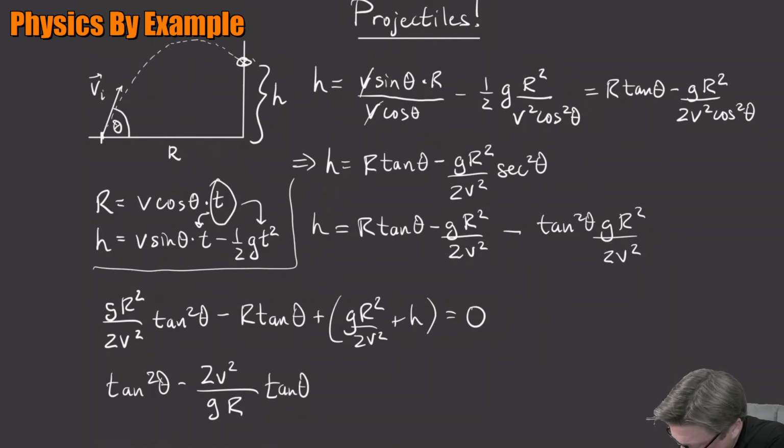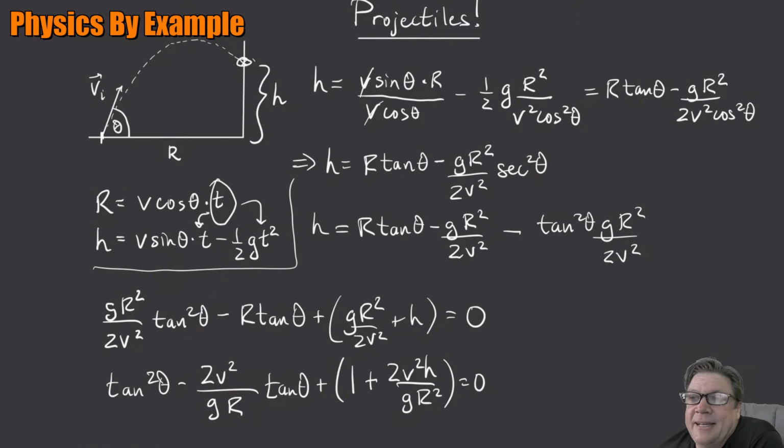Tangent theta. Plus, look at that term. The first term, if I multiply by 2v squared over gr squared, that just cancels that thing out and becomes a 1. So this is just going to be 1 plus 2v squared h over gr squared. Okay, believe it or not, that makes things just a little bit easier. So my a coefficient is 1. That's neat. I got my b coefficient, and I got my c is that constant right out there.